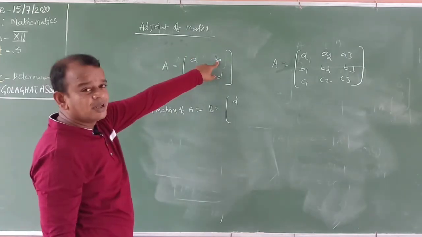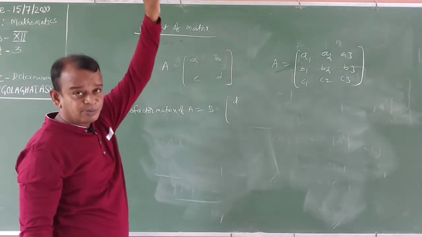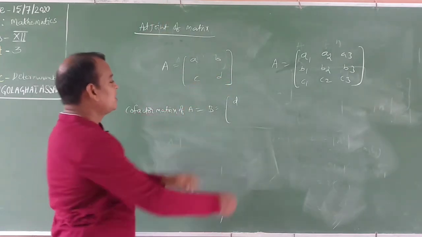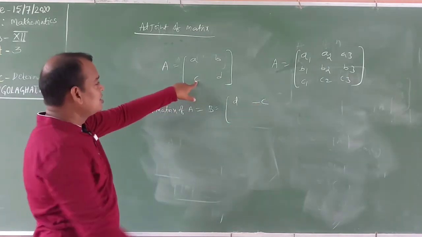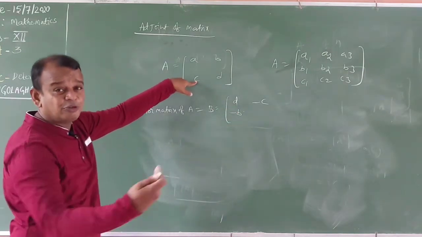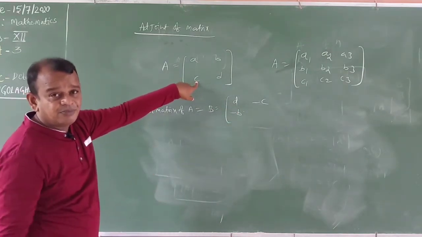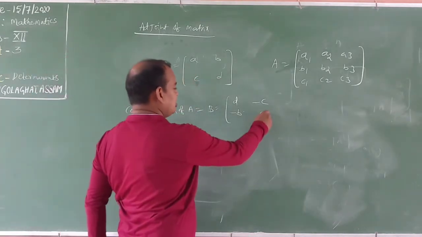Now B. What does the cofactor of B mean? This is the first row, second column, so (-1) to the power i plus j gives the cofactor, that is minus C. What is the cofactor of C? That is minus B. Why do you write minus B? I already explained it with full clarity before. Okay. Now what is the cofactor of D? A.